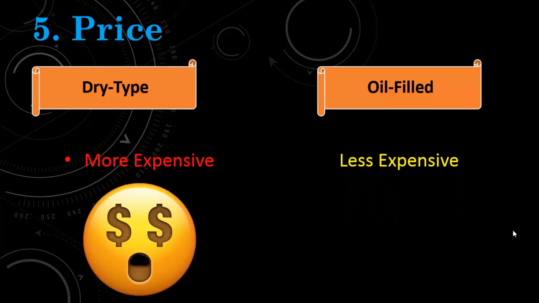So based on what you require, whether you require public safety or whether you require silence or you require maintenance free operation, you can choose between both these transformers, but preferably in the public area, dry type transformer is more preferable, and in the remote areas, oil filled transformer is more preferable because of its price and also overload capability.